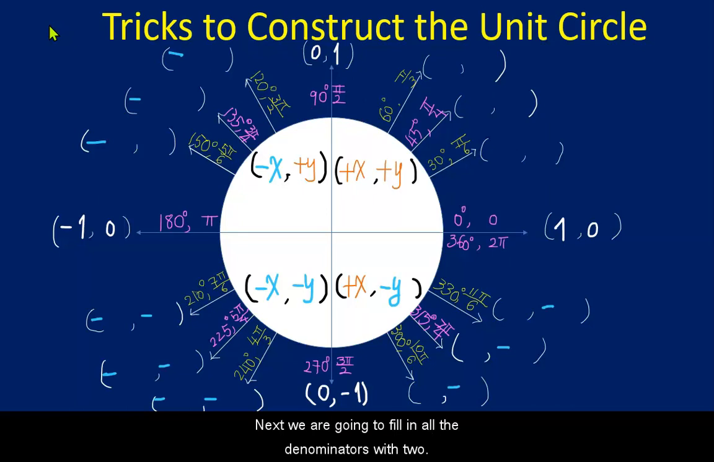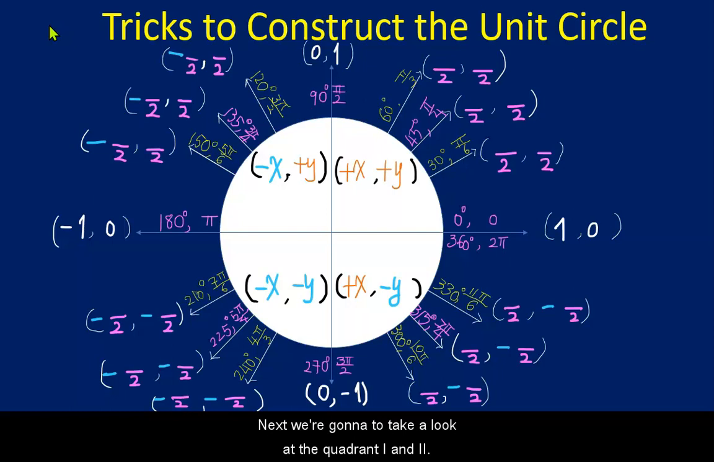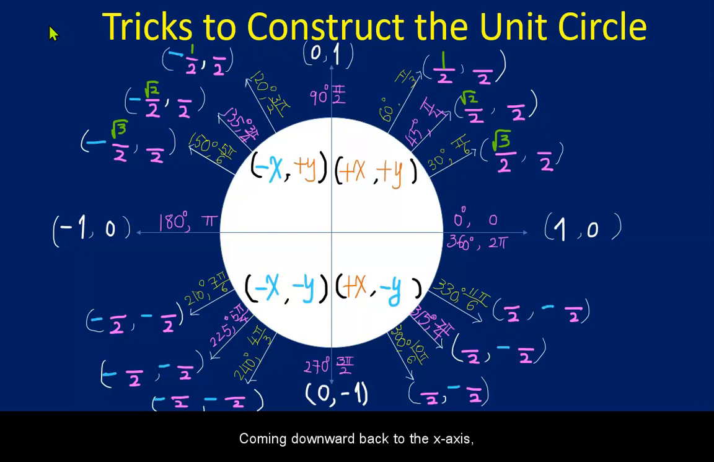Next, we are going to fill in all the denominators with 2. Next, we're going to take a look at quadrant 1 and 2. They're both above the x-axis. Going upward, the numerators are square root 3, 2, 1. Coming downward back to the x-axis, the numerators are also square root 3, 2, 1.